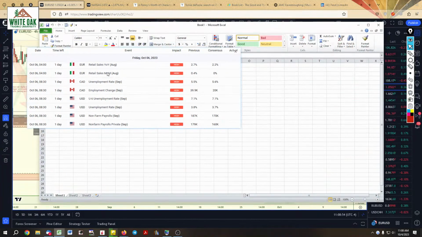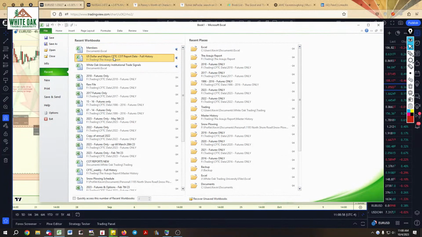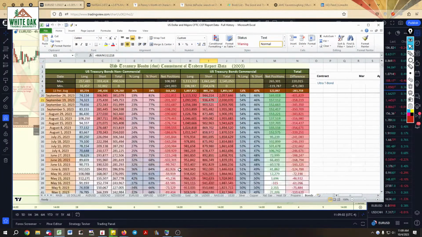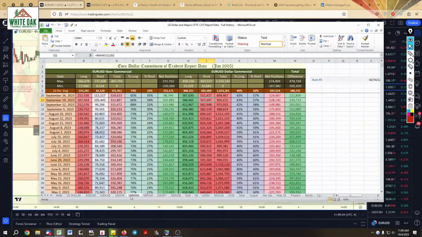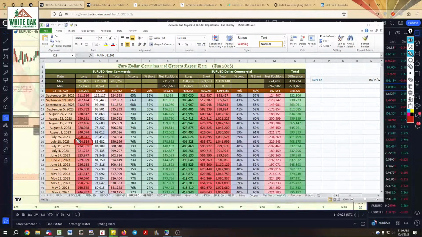Well, let me just open up something here. Let's look at the euro. Okay, this is why it's so important to track their positions here on the spreadsheet week after week after week, because we can see when they reach 264,000, which is near their maximum size. We knew when they reach maximum size they're going to take profits, and that's what they did.